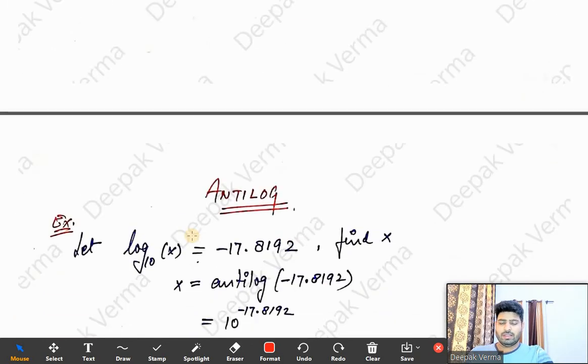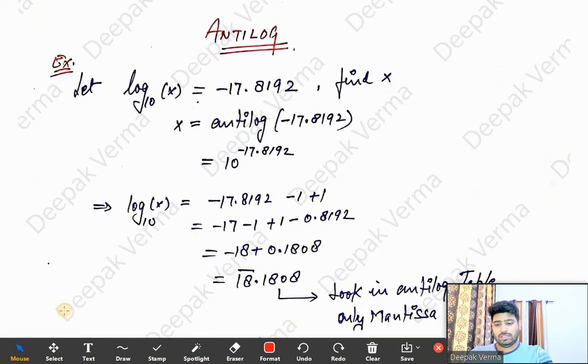Is it clear? Next we have anti-log. This is also very important. So how to use the anti-log table. Got it?